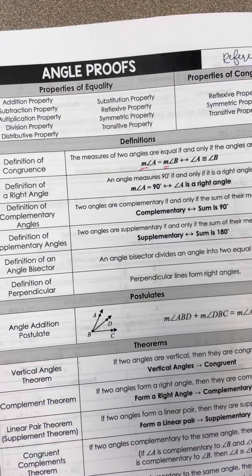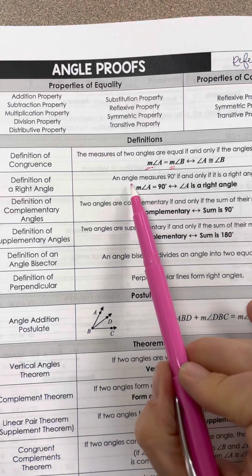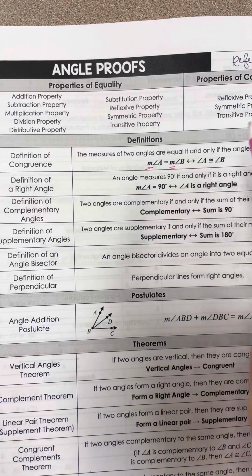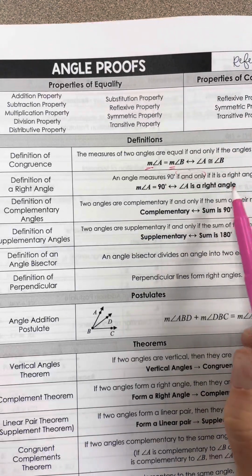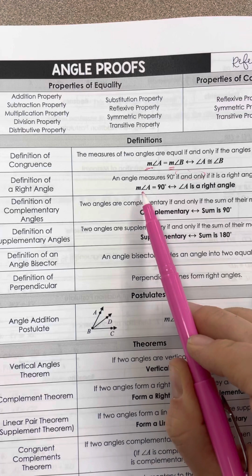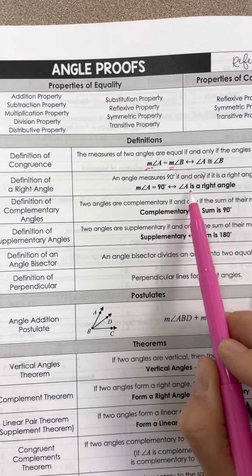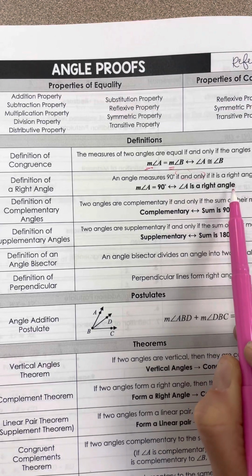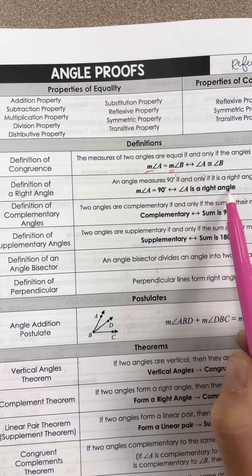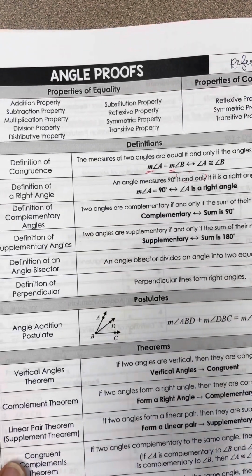That's definition of congruence. When you have definition of a right angle, an angle measurement is 90 degrees if and only if, there's that biconditional, it is a right angle. So you can say the measurement, notice we're talking about equality, so it's the measurement of angle A equals 90 degrees, then angle A is a right angle. And remember, you can also say angle A is a right angle, therefore measurement A equals 90 degrees.